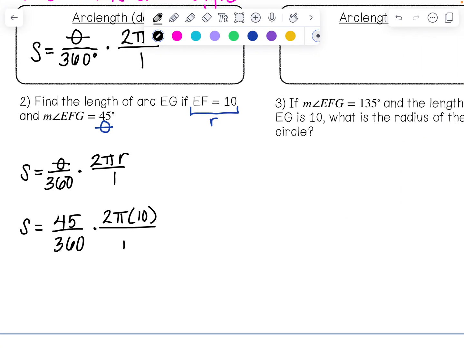Okay, so if we reduce our fraction, we get 1/8, and then 2 times 10 is 20, so we get 20 pi over 1. Okay, so if I go straight across here, that's 20 pi over 8. And then we always want to reduce our fractions, which you could use the calculator to do. You just don't type the pi in. Or we could know that they're both divisible by 4, so we get 5 pi over 2.